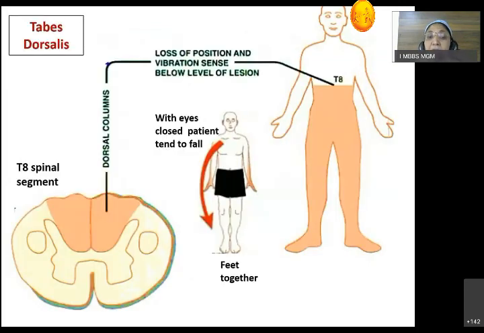Again, there is a positive Romberg sign. Here you can see the level at which there is tabes dorsalis, which is a late complication of syphilis caused by Treponema pallidum. So there is loss of proprioception below the level of lesion. If the patient is asked to stand with feet together and eyes closed, he will not be able to stand. He will stagger and fall down. That is known as the Romberg test.